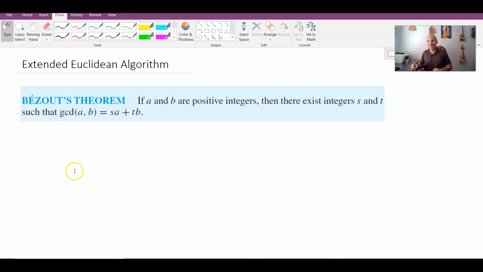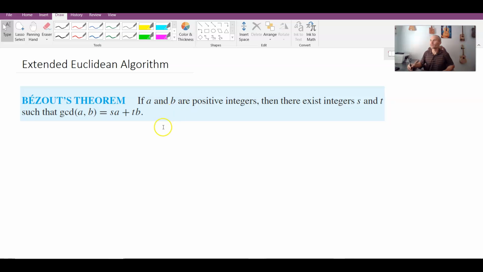I do not know how to say this individual's name, but I believe it's Bézout. Bézout's theorem states that if A and B are positive integers, then there exist integers s and t. So that means that you can find integers s and t such that the greatest common divisor between A and B is equal to some multiple of A plus some other integer multiple of B.